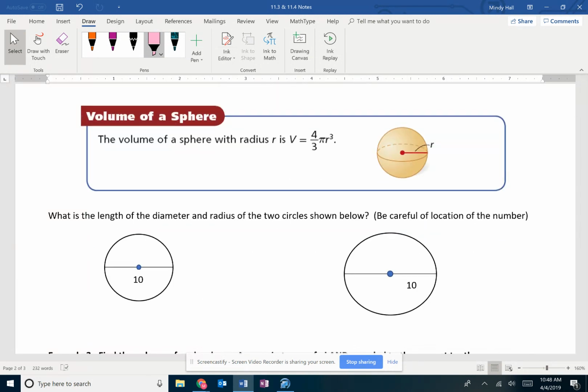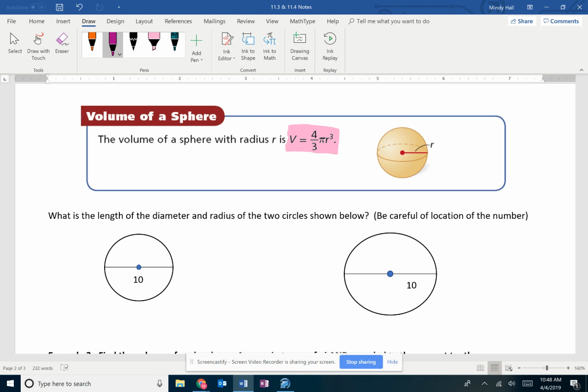So the volume of a sphere is slightly different than the others, but on the test you will be given a formula sheet, so don't feel like you have to memorize these. But it is 4/3 times pi times your radius cubed. And you have to be careful with radius because sometimes, based on the labeling, it'll be hard to tell if they're talking about radius or diameter.